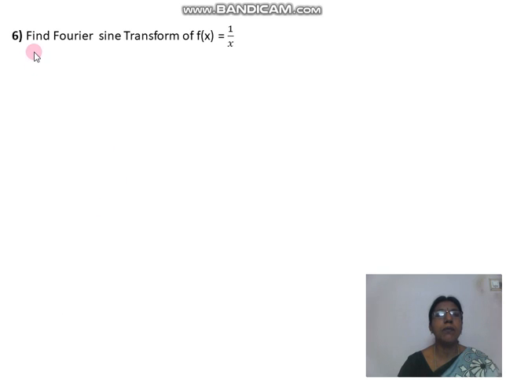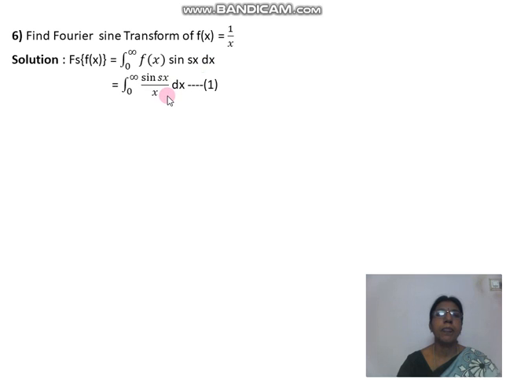The next problem: find the Fourier sine transform of f of x equal to 1 by x. Now what is the definition of the Fourier sine transform? FS f of x is equal to integral 0 to infinity f of x sin sx dx. Now in place of f of x you put 1 by x. So 1 by x into sin sx dx means sin sx by x dx. This is a fixed value, a standard formula, and this is equal to pi by 2. So this can be asked for 2 marks or in bits.